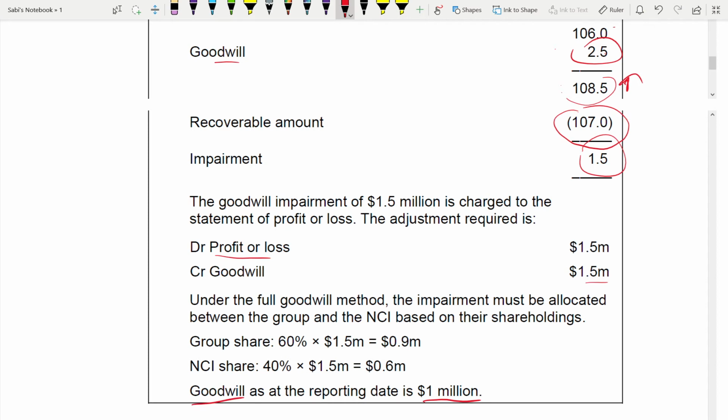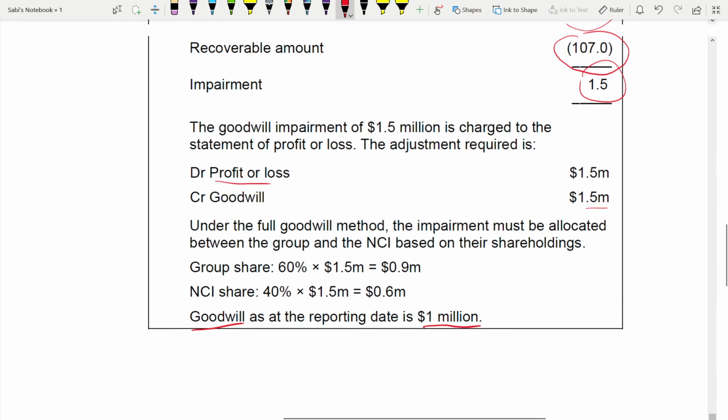Now because this is a full goodwill method, that means you're calculating NCI at fair value. You have to allocate impairment among the parent and the NCI. Don't forget that. Impairment is an expense, so 60% for parent, 40% for NCI. Only for the impairment, don't take the goodwill. 1.5, 1.5. And goodwill is 1 million.